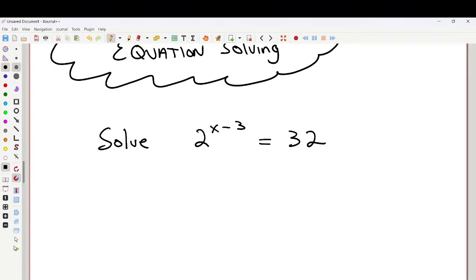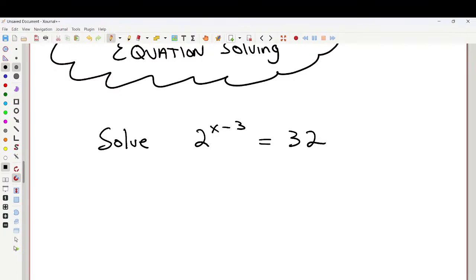Can anyone do it right now? What's the answer for x? I claim you really probably don't even need a pencil. So just by inspection, just by looking at it, what does x have to be? 8. I'm seeing a lot of head nodding. Yeah, let's check it.